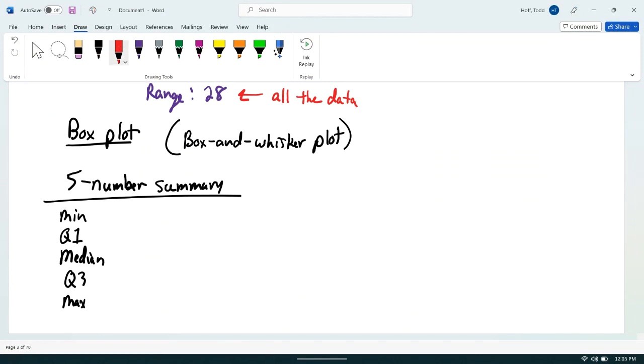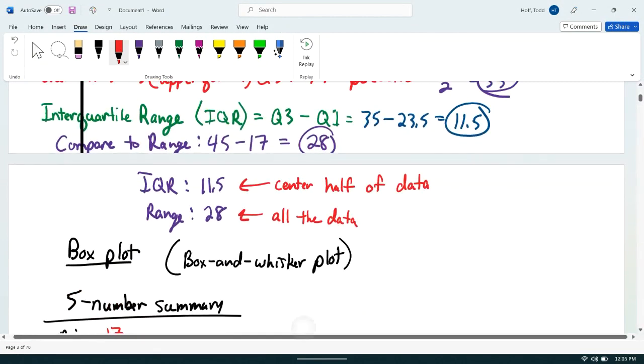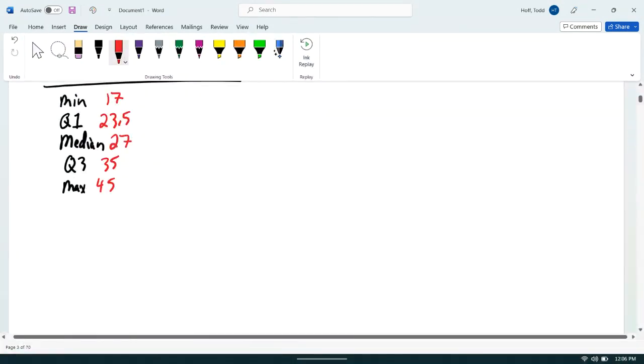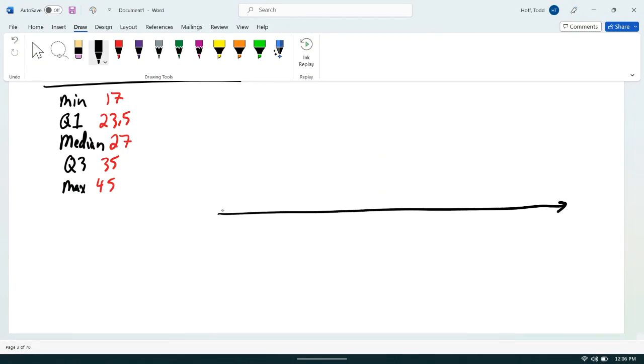So for our data set up there, the smallest number was 17, largest number was 45. 23.5 was the first quartile, 35 was the third quartile, and the median was 27. And so to make our box plot here, we start out with a number line that gives us the full range of the data. So we'll start out at something less than 17. We'll start out at 15. And we have to make sure we go all the way up to 45 here.